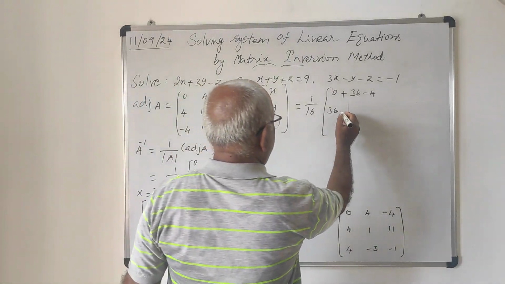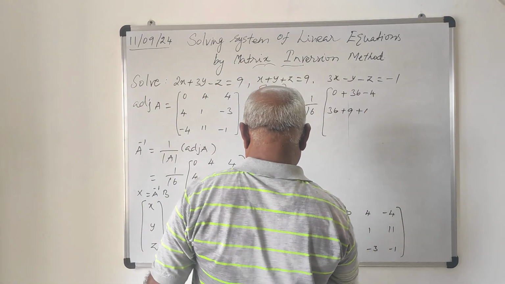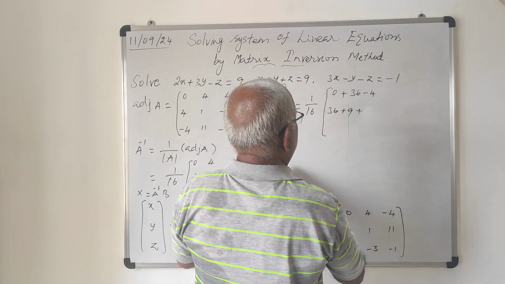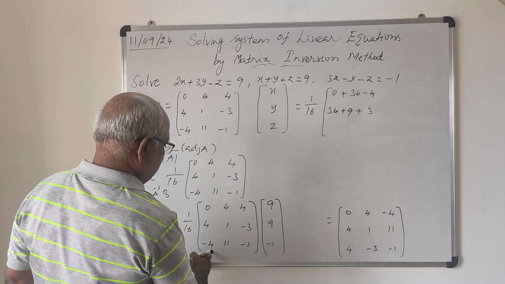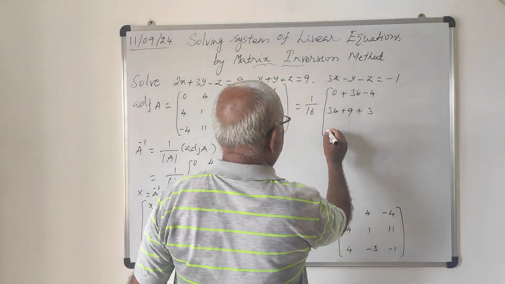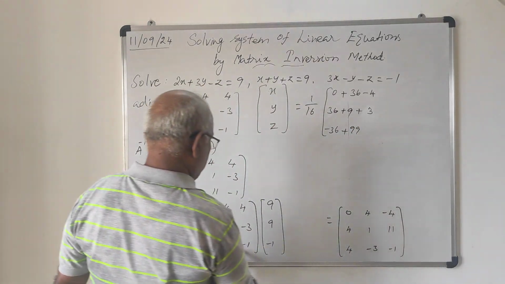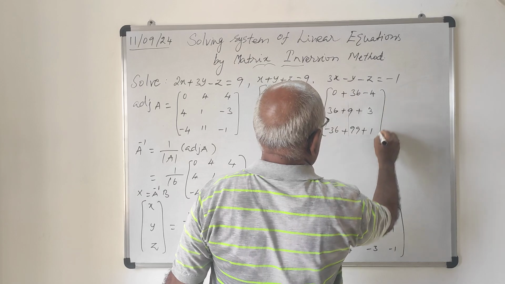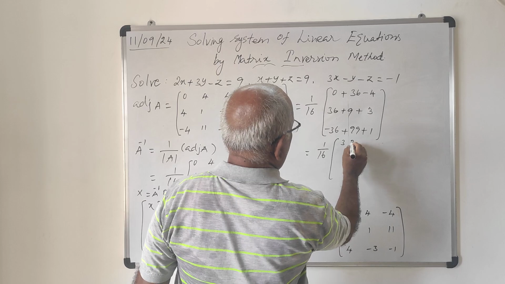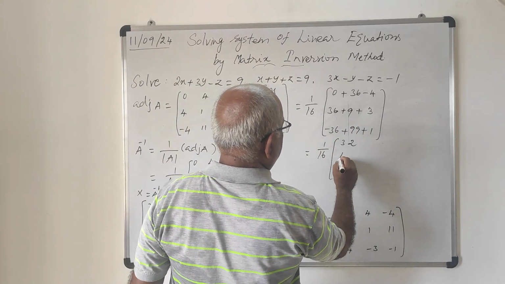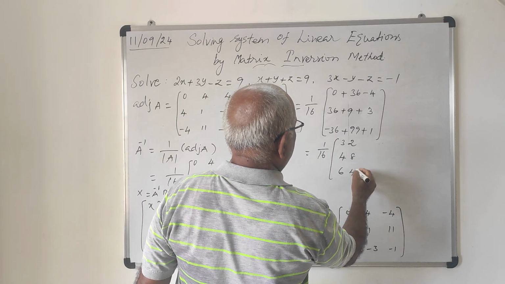1 into 9 plus 9, minus into minus plus 4, minus 3 into minus 1, minus into minus 1, minus 3. And 36, 9 plus 3. Similarly, third row, first column, minus 4 into 9, minus 36, 11 into 9 plus 99, minus into minus plus 1. So this is equal to 1 by 16 into 36 minus 4 is 32. This is 48. This is 9 plus 100 minus 36 is 64.